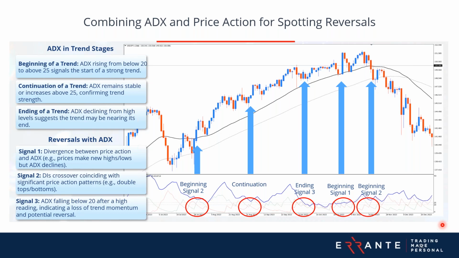However, it's crucial to be aware of the limitations. Both ADX and price action analysis can lag, meaning they might not reflect changes in the market immediately. So there's also a risk of false signals, especially in volatile or choppy markets. So divergence and crossovers should be confirmed with additional indicators.